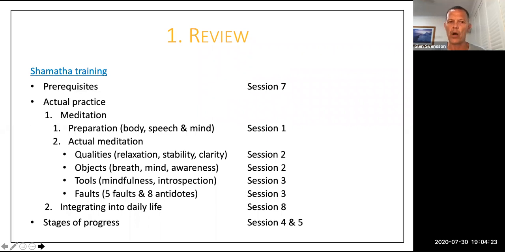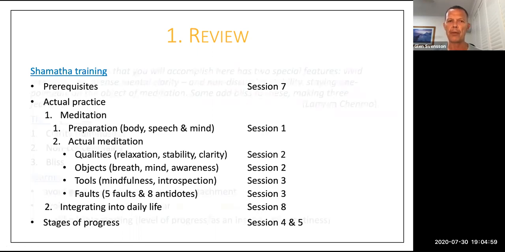We looked at that in session 1. And then in the actual shamatha practice, we looked at what qualities we are cultivating, what objects we should focus on, what the tools are that we use, and what sorts of faults can arise and how to overcome them. And then in the last session, next Thursday, we'll be looking at how to integrate this practice into daily life. And in terms of stages of progress, as I mentioned, we've covered the 9 stages to shamatha in the last 2 sessions, and we'll move on to achieving shamatha and beyond shamatha in this session.